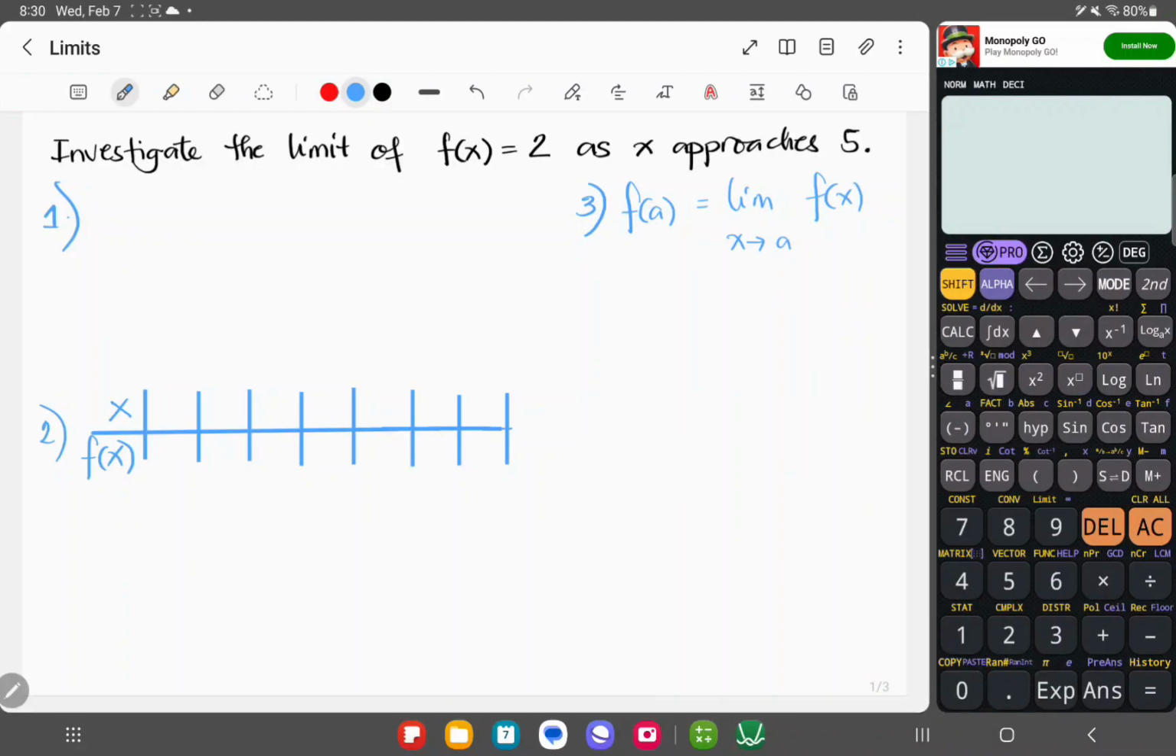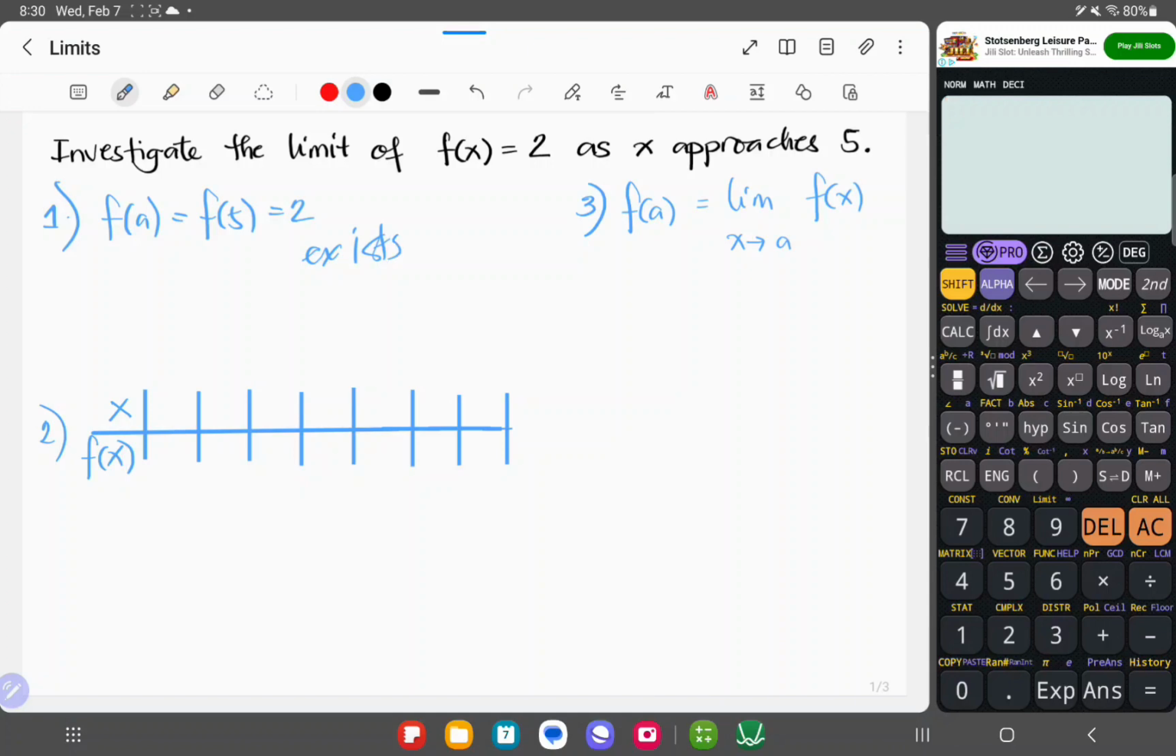Let's have our first example. We are asked to investigate the limit of f of x is equal to 2 as x approaches 5. So our f of x is a constant function. Now to determine if the limit exists, we have to do the first condition. We have to check f of a if it exists. So f of a is the same as f of 5, that is equal to 2. Therefore, f of a exists and it is equal to 2.